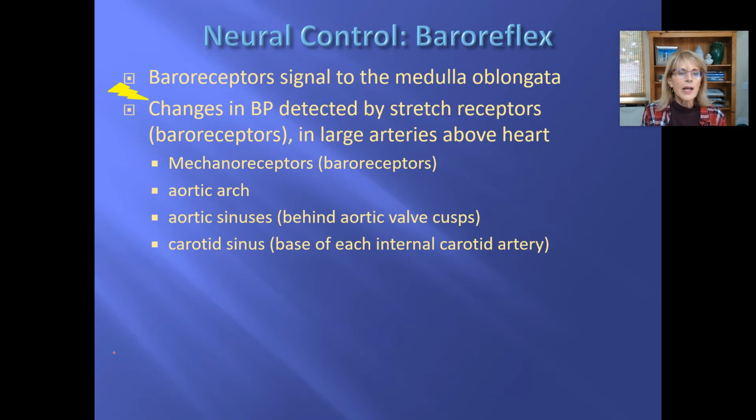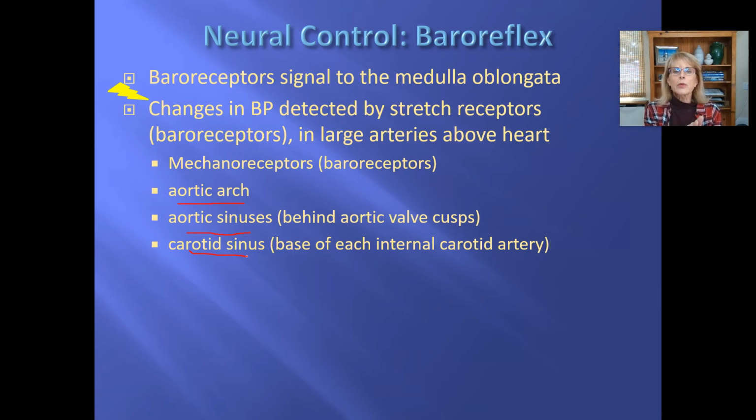They're found right in the aortic arch. And the aortic arch is that part of the aorta that, well, it's an arch. They're in the aortic sinuses. The aortic sinuses is right where your coronary arteries branch off of your aorta. And then they're also at the carotid sinuses. The carotid sinuses are way up here.